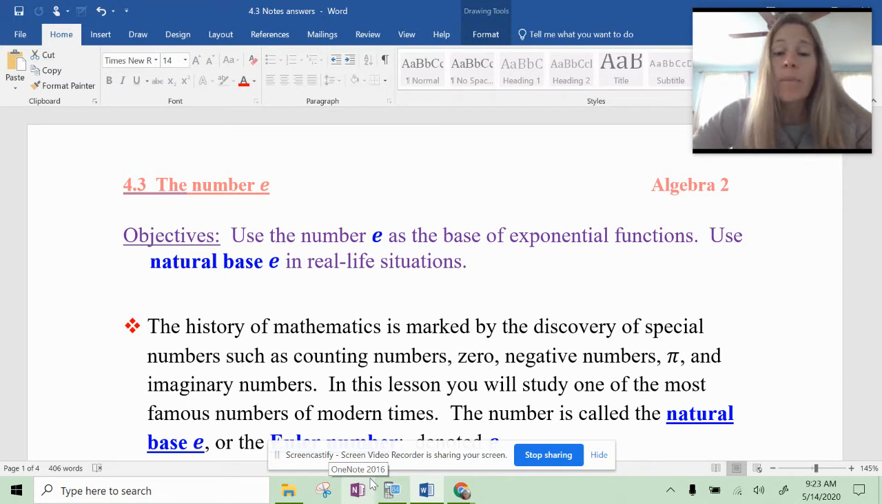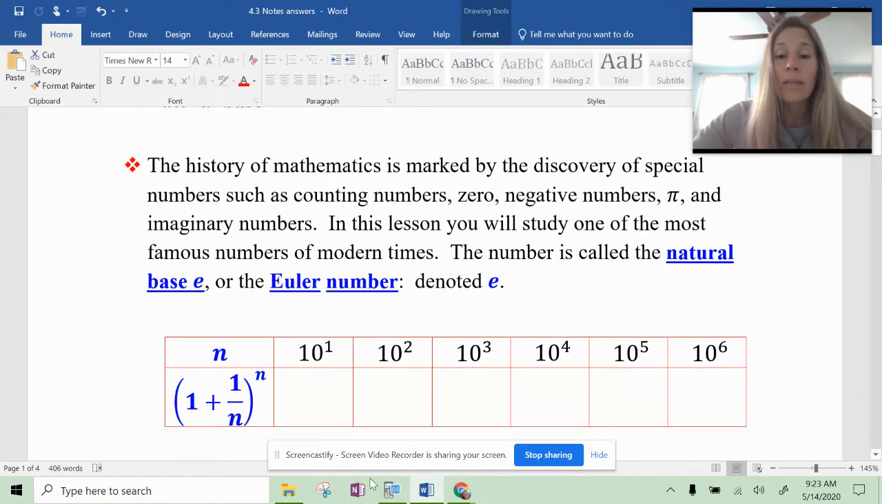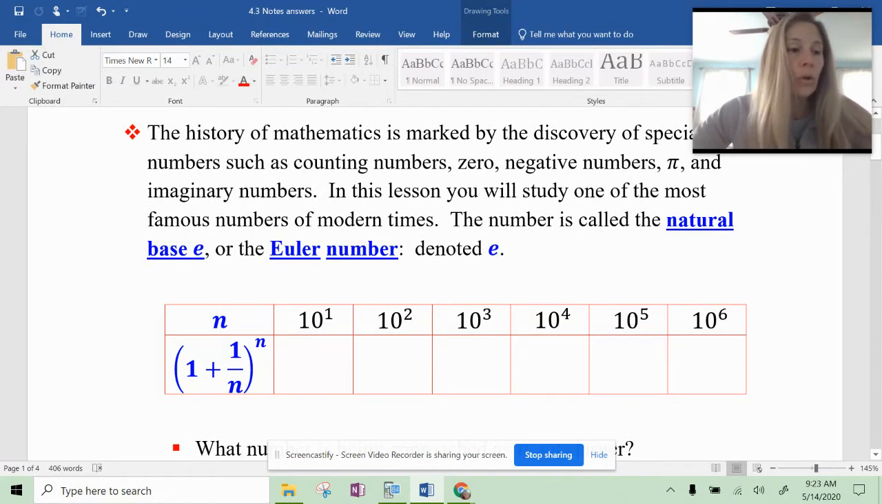So just a little bit about what this natural base e is. The history of mathematics is marked by the discovery of special numbers such as counting numbers, zero, negative numbers, pi, and imaginary numbers. In this lesson, we are going to study one of the most famous numbers of modern time, and it is called the natural base e, and it is also known as the Euler number. And we use this variable e to denote that.